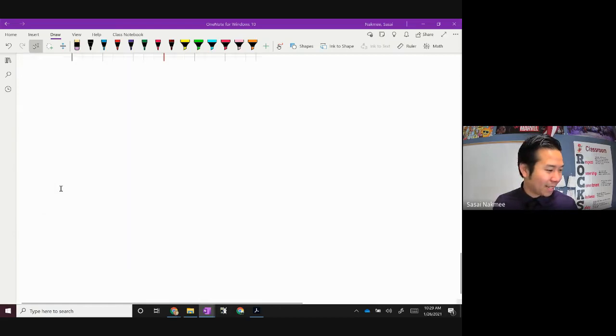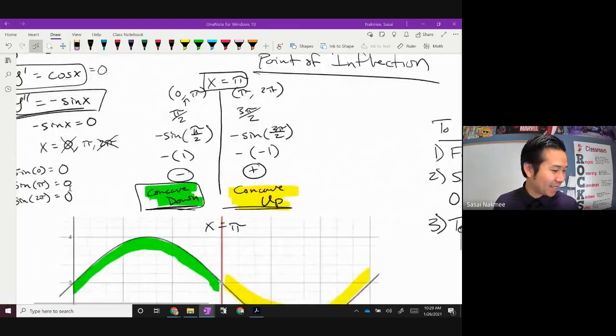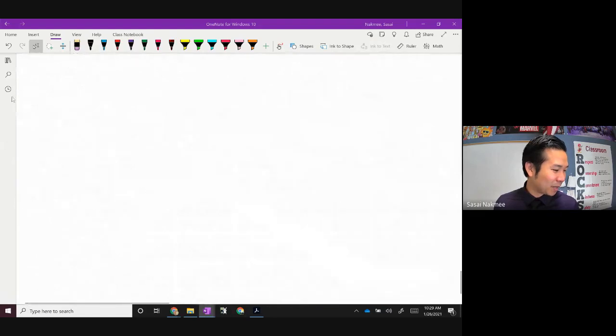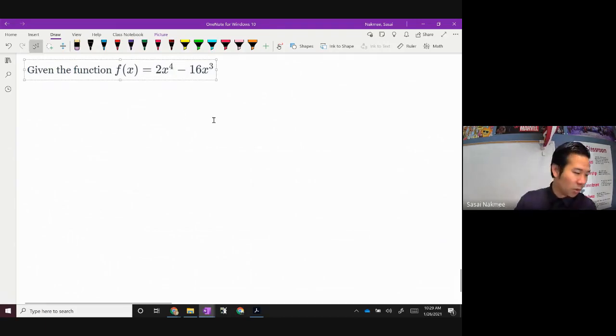Probably not, but we're going to go into it anyways. Okay? We're going to get into it anyways. So let's go ahead and try this problem here. Let's say I was given a function. f of x is equal to 2 times x to the 4th minus 16 times x to the 3rd.